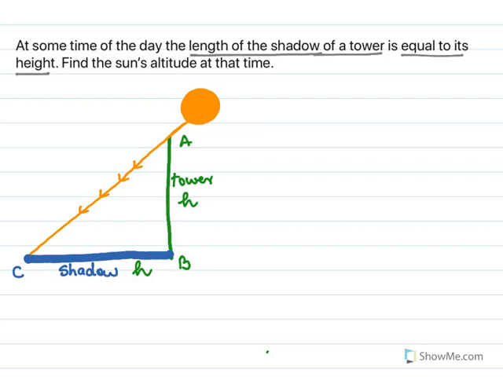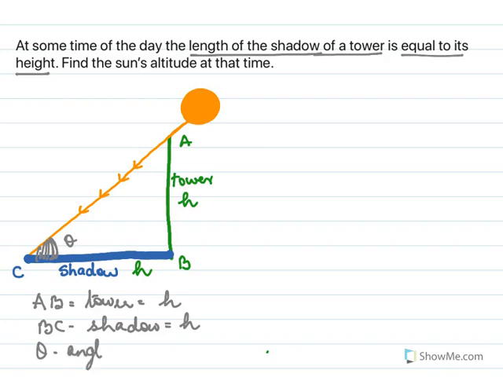So let me write that up. We have AB. AB is the tower, which is h. BC is the shadow of the tower, which is also h as per the condition, and this is theta, the angle of elevation. So here we have the perpendicular for theta. If this is theta, this will be the perpendicular and this will be the base.